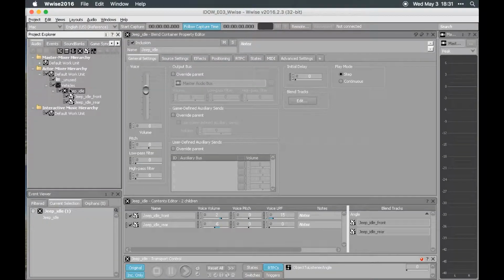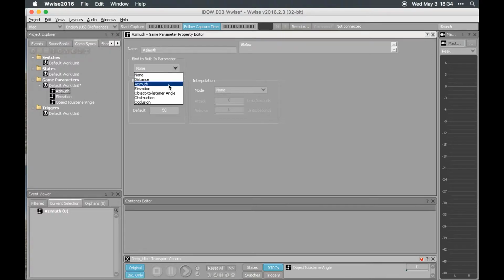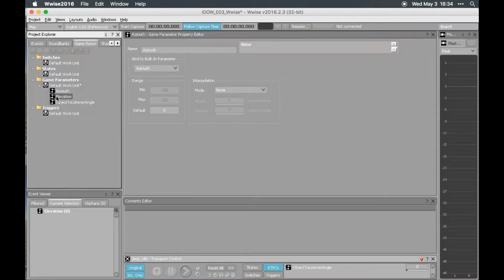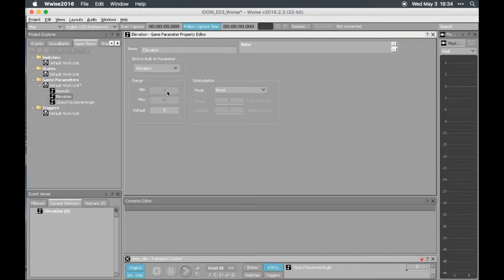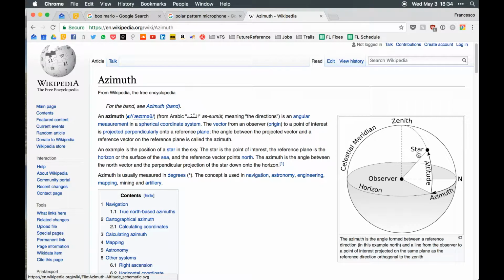In order to do that, we have to create two new RTPCs, and they will be azimuth and elevation. Both of these RTPCs are tied to built-in parameters. So azimuth goes from -180 to 180, and elevation goes from -90 to 90. So what are these parameters? I'll show you this image.